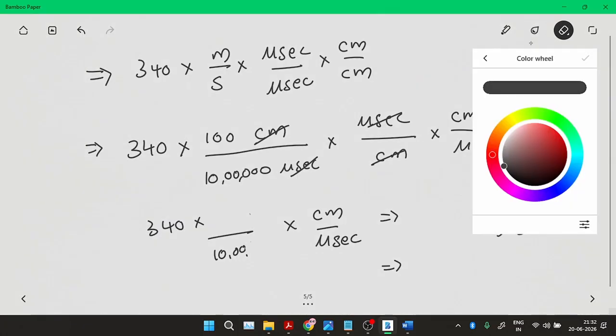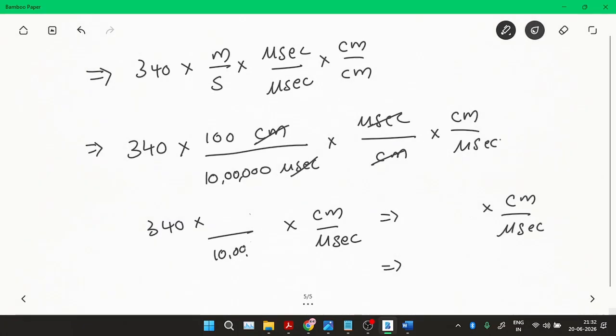So based on that, that's 100 centimeters, and so I will be having 100 here, and I will be having six zeros, 1, 2, 3, 4, 5, 6. So based on that, two zeros will be cancelled out here, and one zero from here. So based on that, I have 34 by 1000. Yeah, now it's right. So finally what I will get is 0.034. Okay, multiplied by, of course, when you multiply that, that's centimeter per microsecond.